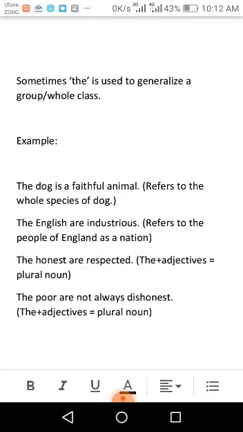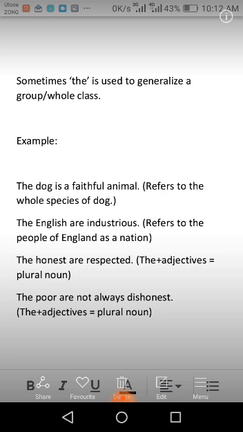But sometimes the same the can also be used for referring to a whole class. See, if I'm talking about all the poor generally, then I will say the poor. I need not use s after poor in order to make its plural form, to refer to all poor people of the world. Rather, I will just place the before it and it will tell you it is about all the poor people present, the poor.